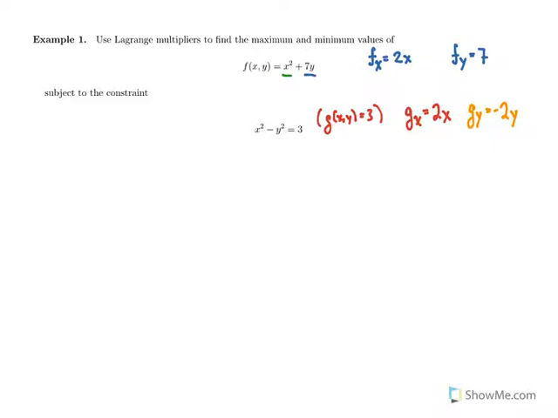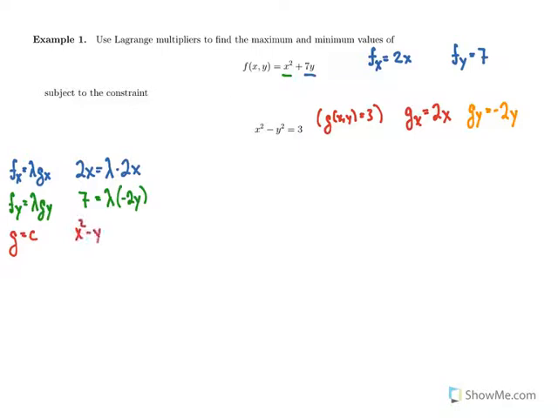All right, so our three equations are: the first one, f sub x is equal to lambda g sub x, which gives us 2x equals lambda times 2x. Next, f sub y is equal to lambda g sub y, which gives us 7 equals lambda times negative 2y. And the third one is g equals c, our constraint equation: x squared minus y squared equals 3, the thing that we're given in the problem.